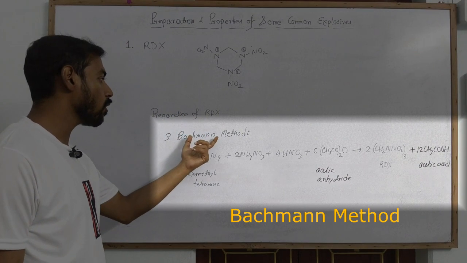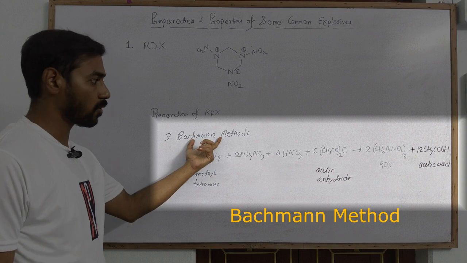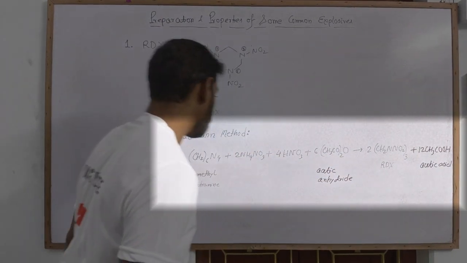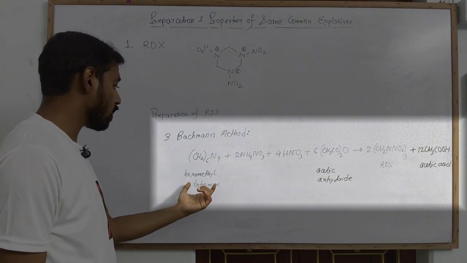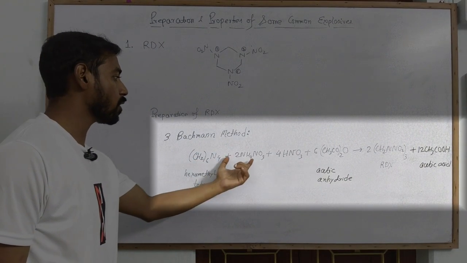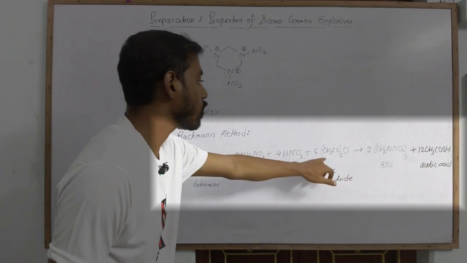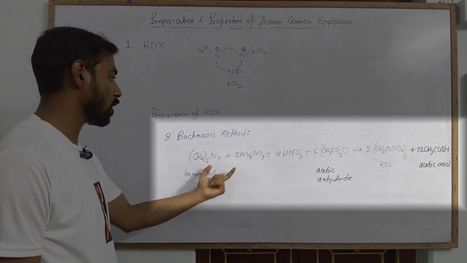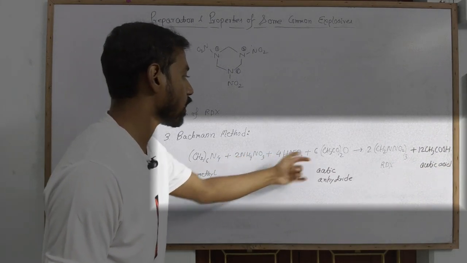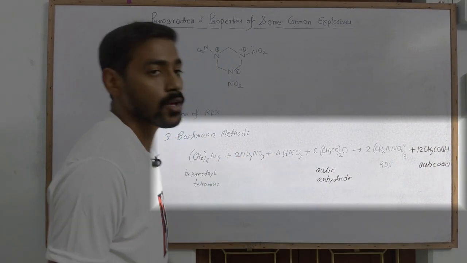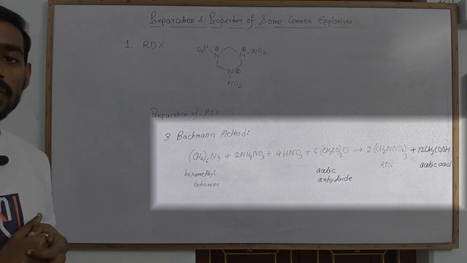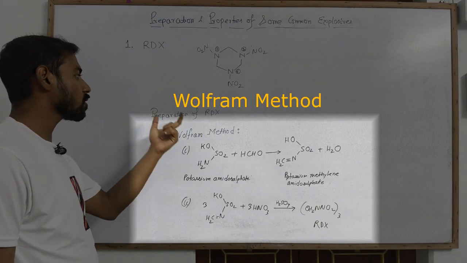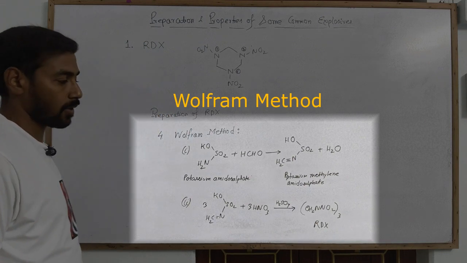So this is the third method of preparation of RDX. What is this method called? This is named the Bachmann method. Under this method, RDX can be prepared by mixing hexamethylenetetramine with ammonium nitrate and nitric acid in acetic anhydride. So we will get RDX along with acetic acid.